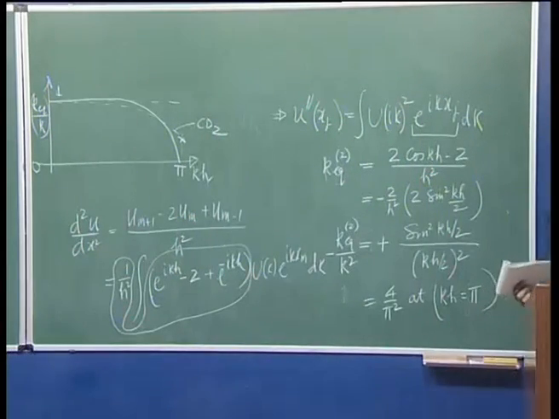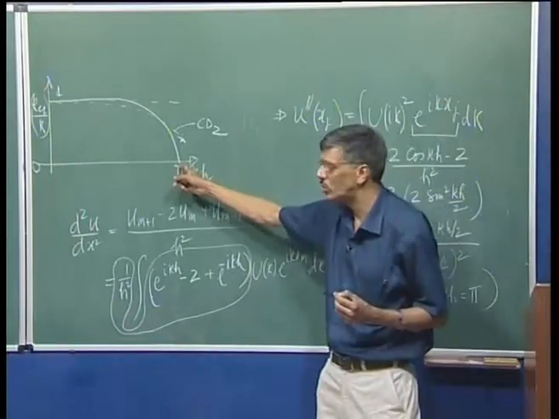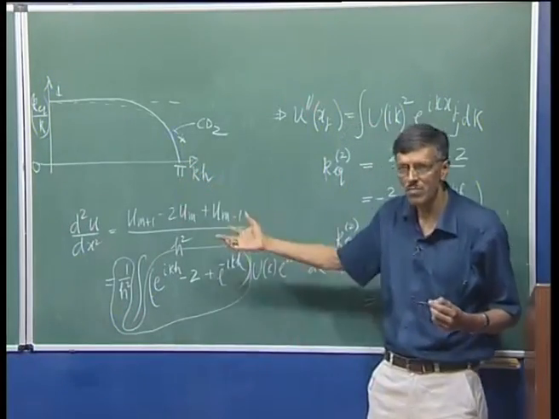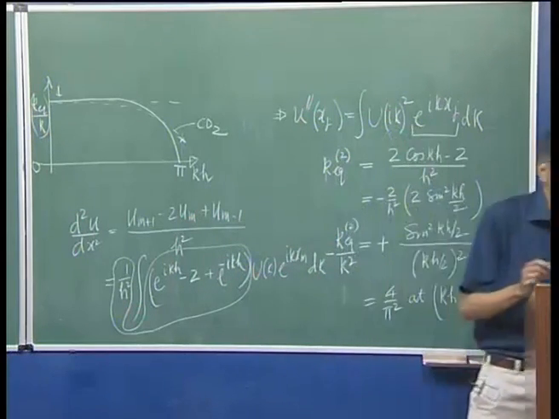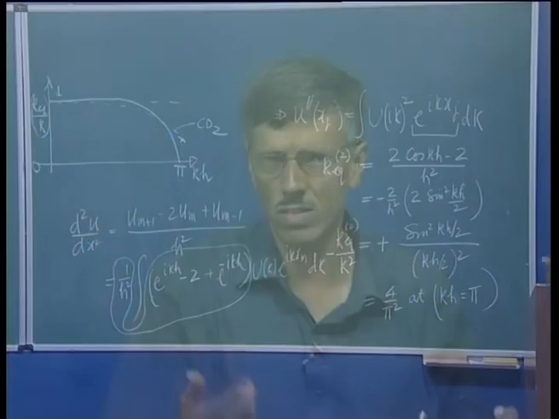But if you notice, if we try to evaluate the second derivative by using the stencil of the first derivative twice, I am going to get it to 0, and that is very bad news. So, this is not something one should really look at. Repeating the first derivative algorithm twice is not a good idea.